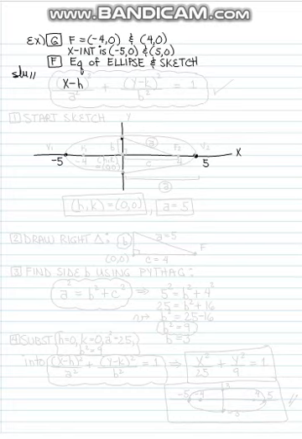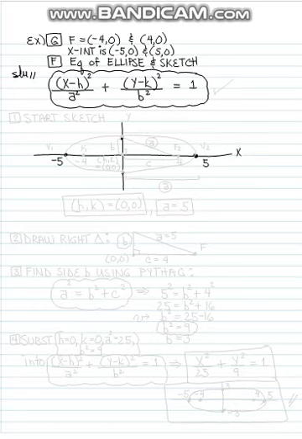(x minus h, the x-coordinate of the center) squared over the horizontal distance a squared, plus (y minus k, the y-coordinate of the center) squared over the vertical distance b squared, equals 1. So if we can find all the parts h, k, a, b, and plug them in here, we'll have the answer to the question, the equation of the ellipse.